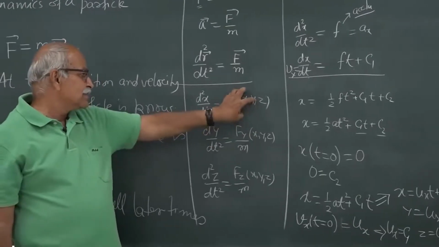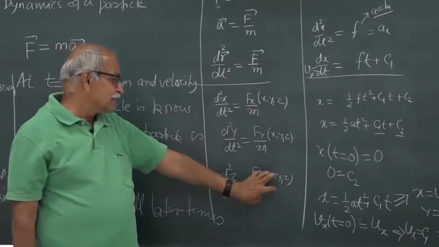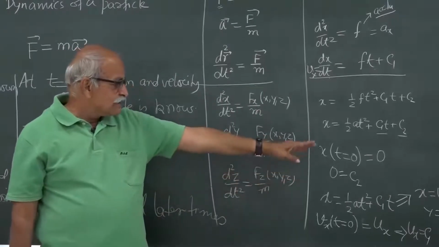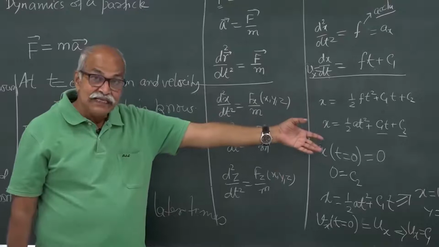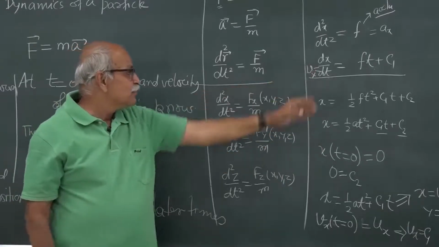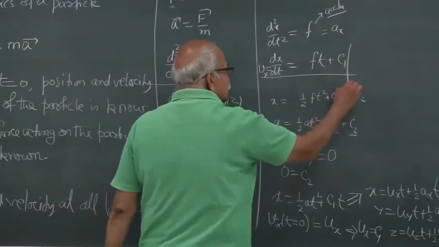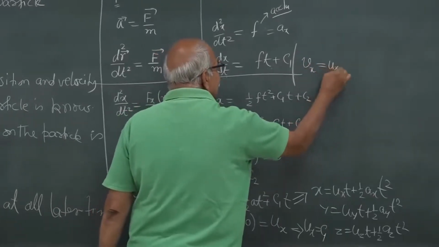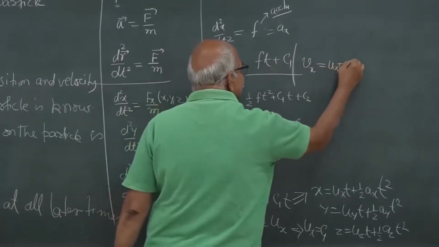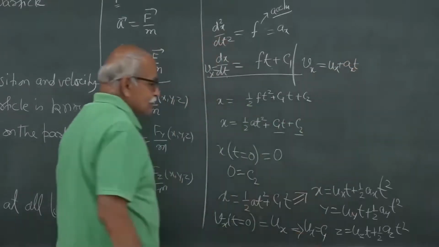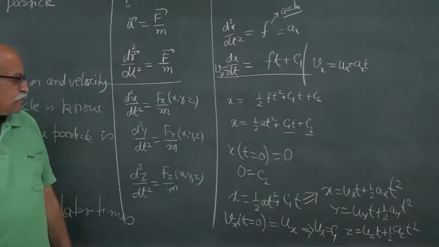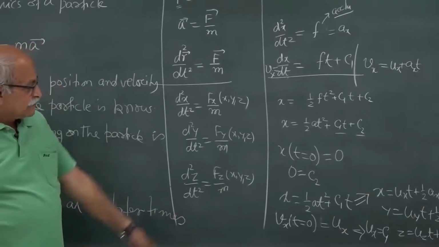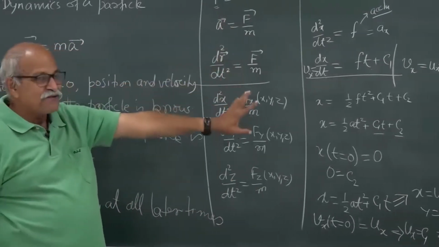So, this is constant, this is ax, this is ay and this is az, and they are all known. Then you can immediately write what is x, y, z at a later time t, and from here you can write what is Vx is equal to, C1 is ux and this is ax. So, all those equations that you learned in the first chapter of your high school book in mechanics, all those things can be found from here.